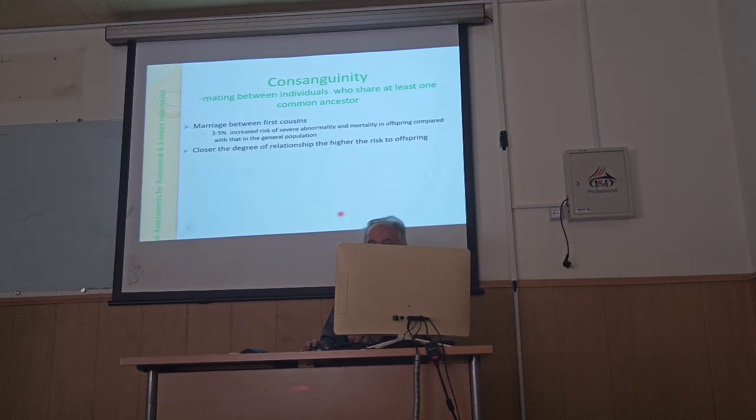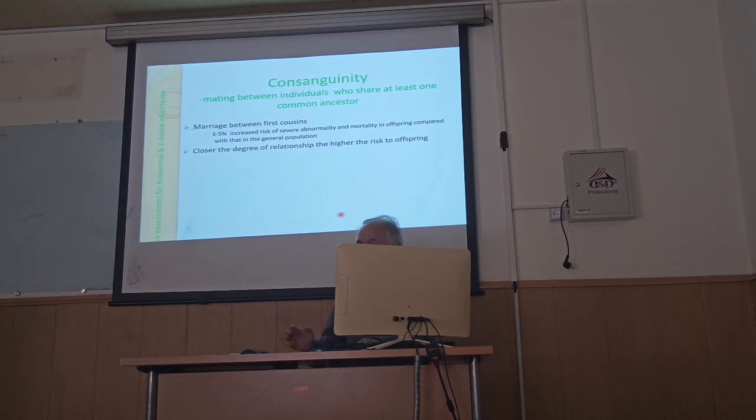For autosomal recessive, as we said, the chance of having an affected child will be increased by consanguinity. If the marriage happened between two blood relatives without any family history of an affected individual, the chance of having an affected child will be 3 to 5%. And the closer the relationship, the higher the chance.